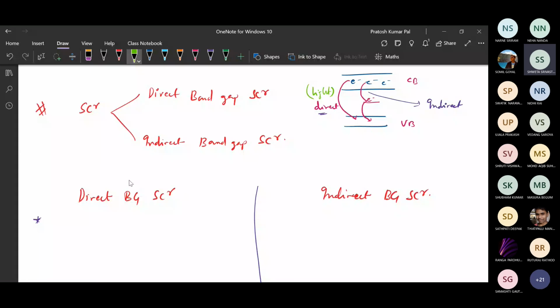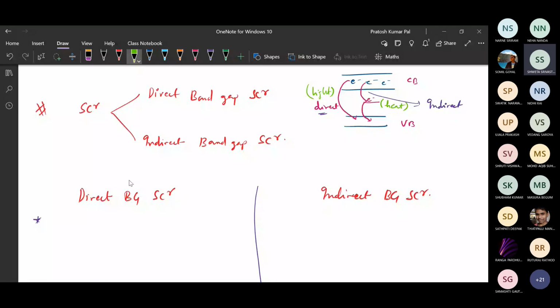Here in indirect band gap semiconductors, this energy dissipation will be in terms of heat. Whatever semiconductors are there, LEDs that we see, light emitting diodes, are semiconductor devices. In LEDs recombination takes place from conduction band to valence band, so it is a direct band gap semiconductor. All the LEDs will be direct band gap semiconductors, because once electrons move from conduction band to valence band, the energy is dissipated by giving light.